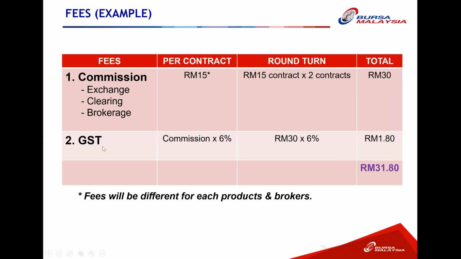Now, second part is GST. The GST calculation is taking the commission times 6%. So RM30 times 6% is RM1.80. So the total transaction fees will be RM31.80. It means when you buy and sell, your total transaction fees are RM31.80. That's why generally in Malaysia, with the commission quoted, one tick is where you will make a profit. It's quite simple. Comparatively, Malaysia futures fees, the cost, is relatively low.